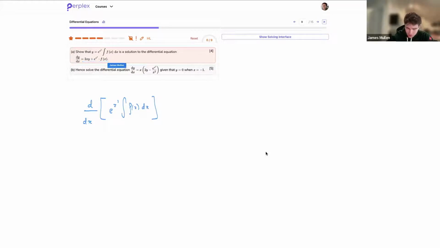So let's see if I do. Let's see what I get. I'm going to get the derivative of e to the x squared. It's going to be 2x e to the x squared times, again, the integral of f of x dx.